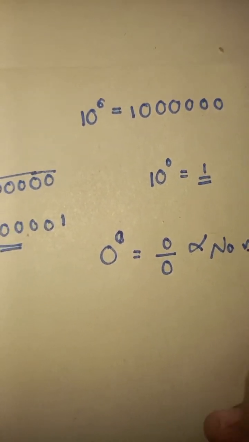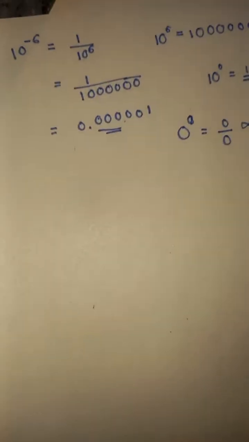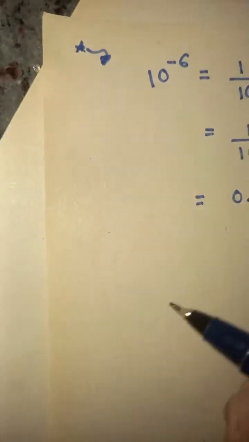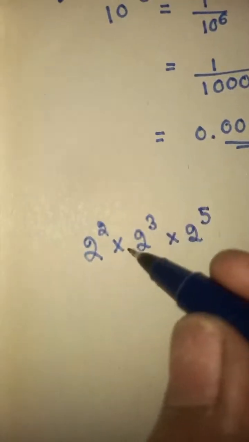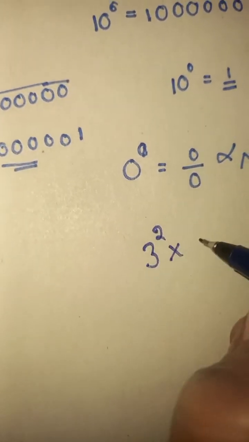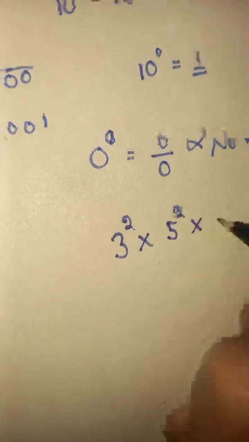Now I am going to tell how to multiply and divide exponents. To multiply and divide exponents, you can do it like this. Multiplying means you must have either the same base or the same power. Same base, like this one, 2 cube times 2 power of 5. Here you have the same base, and here 3 square times 5 square times 9 square, here you have the same power.